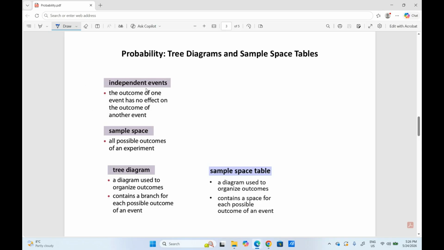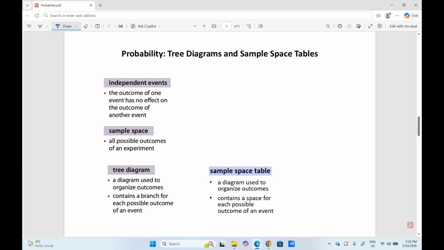An independent event is when the outcome of one event has no effect on the outcome of another event. So if I flip a coin and I land on heads, that shouldn't affect what number I roll on a six-sided dice. Now a sample space is my next definition. It means all possible outcomes of an experiment.